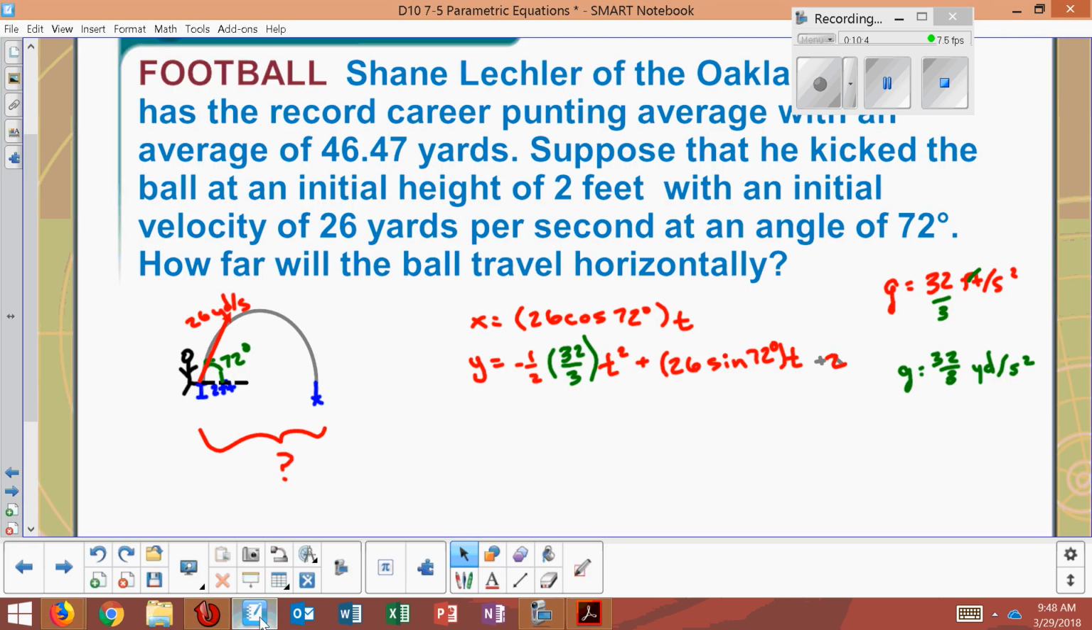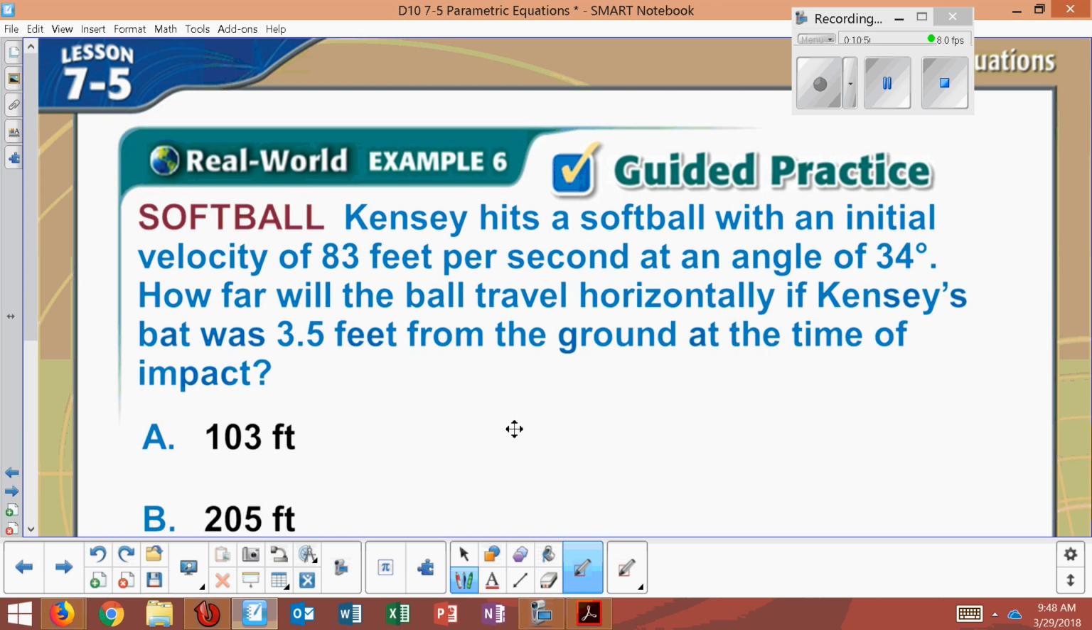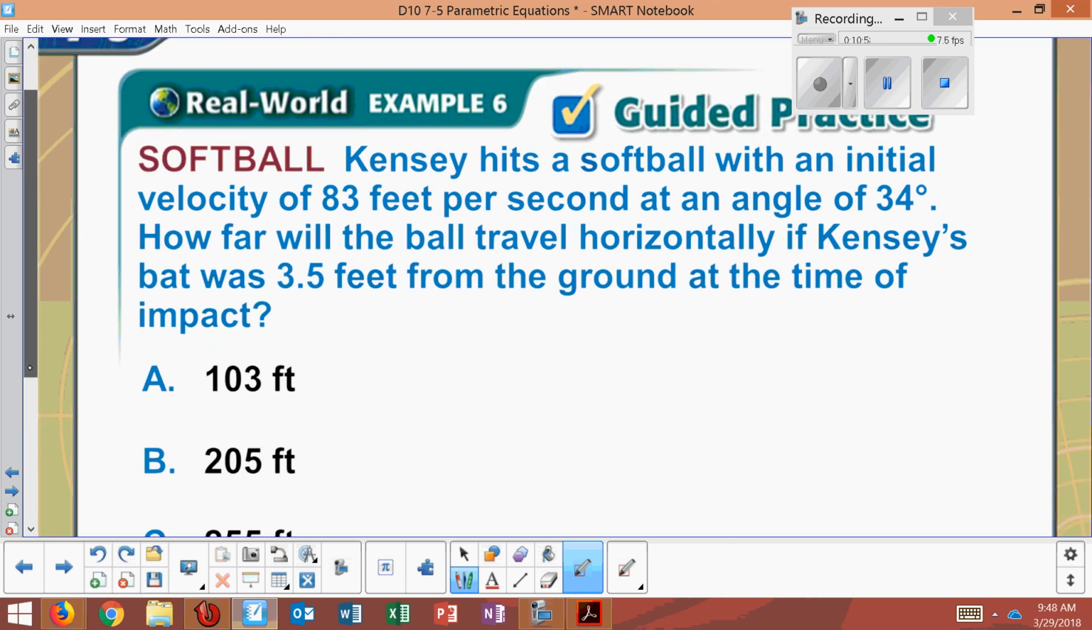That's how far the ball travels. So that would be our answer here. How far does it travel horizontally? 37.9 yards. And now if you needed to know like the maximum or anything like that, you can go back and use the trace as well. So you have one to try here and see what you can come up with.